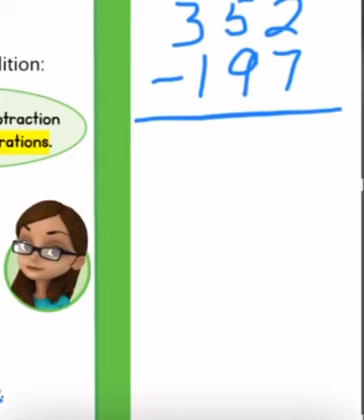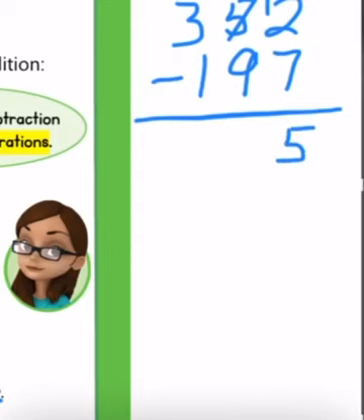So that means we have to come over here and take a 10 away. We go from 5 tens down to 4. We take that 10 and turn it into ones. 1 ten equals 10 ones. And we add those 10 ones to our 2 ones. 10 plus 2 is 12. Now I can subtract the ones column. 12 minus 7 is 5.